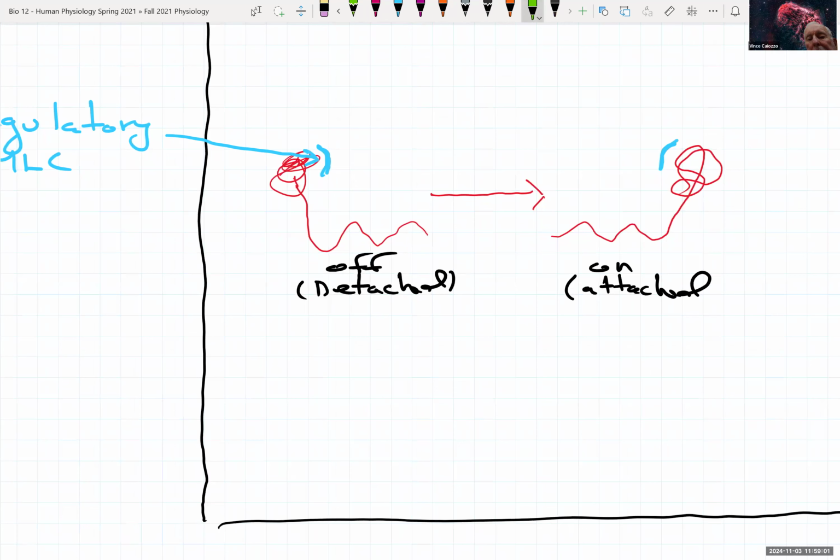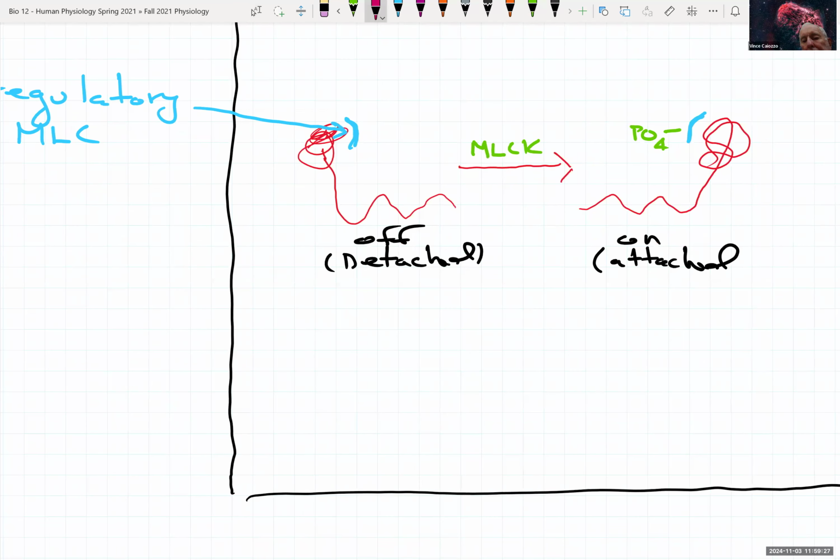So here I'm going to put M, L, C, K. And by turning on myosin light chain kinase, we will phosphorylate the regulatory myosin light chain. How do we turn off, or how do we dephosphorylate, the regulatory myosin light chain?